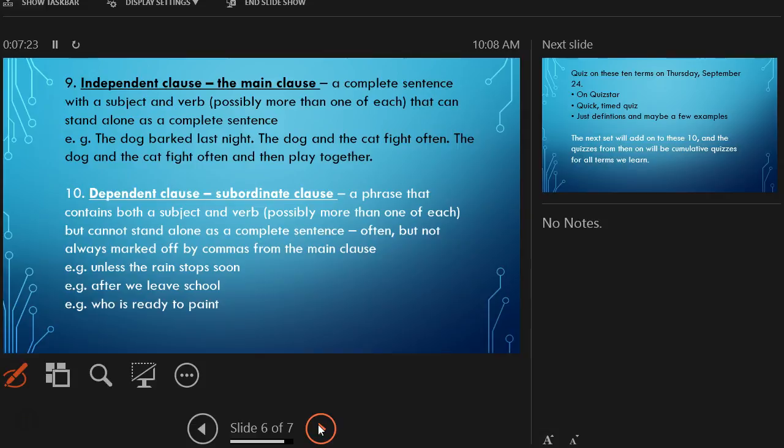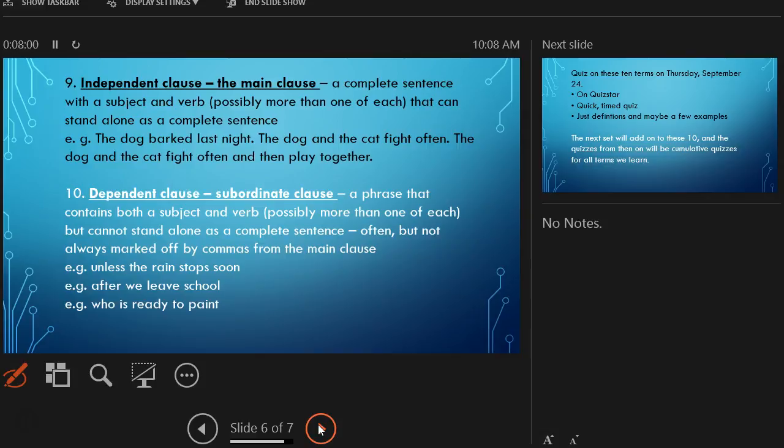The dog barked last night. Subject, dog, verb, barked. That's a simple sentence. The dog and the cat fight often. That is an independent clause and a simple sentence as well. Your subject is dog and cat. The verb is fight. The dog and the cat fight often and then play together. That is an independent clause. It is also a simple sentence. Our subject is dog and cat. The verb is fight and play. We have a compound subject and a compound verb, but it is still a simple sentence.